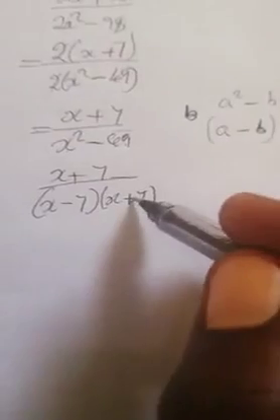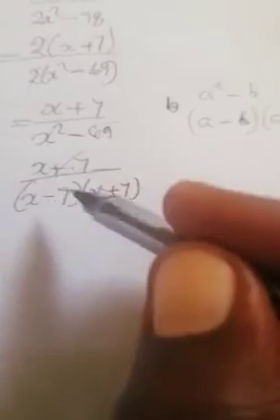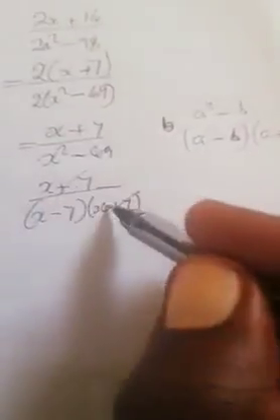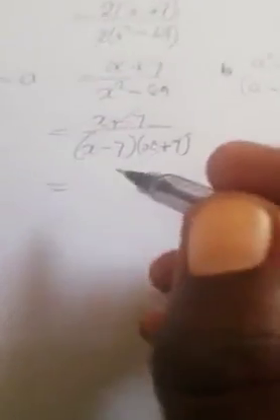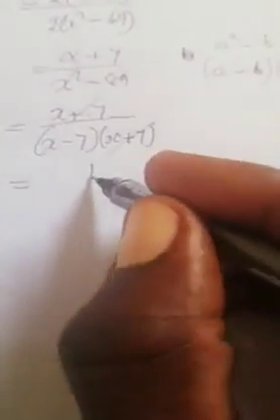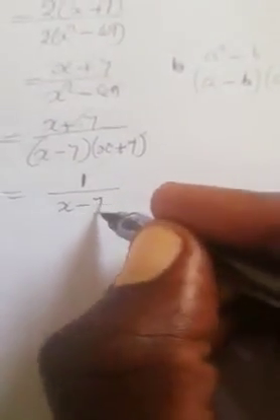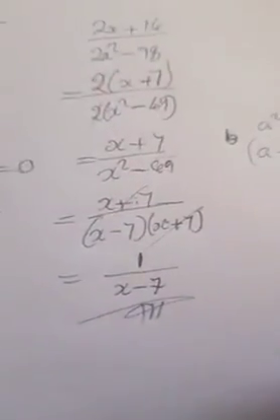So here you have this and this, they are common, so you cancel this and this one. When you divide by this, you are remaining with 1 here. So here we come, you have your 1 over x minus 7, hence simplified.